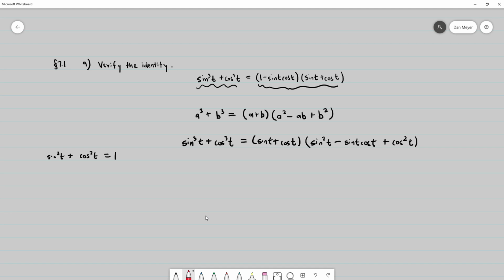And then in that second bit, I have a sine squared plus a cosine squared that I can use my Pythagorean identity on and say, oh, that's 1. Sine t plus cosine t times 1 minus sine t cosine t. Hey, that's exactly what we were supposed to get on our right-hand side.